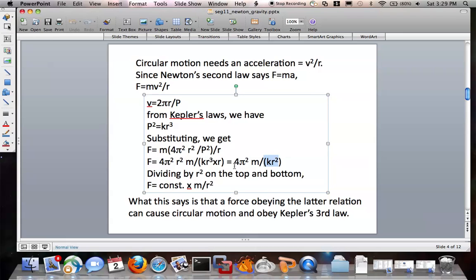Notice that we have 4, which is a constant, pi, which is a constant, and k, which is an arbitrary constant for the moment. And if we just lump those all into one constant, which we'll just call constant, we have the force is equal to some constant, as yet undefined, times m over r squared. So what this says is that a force obeying this latter relation can cause circular motion and obey Kepler's third law.